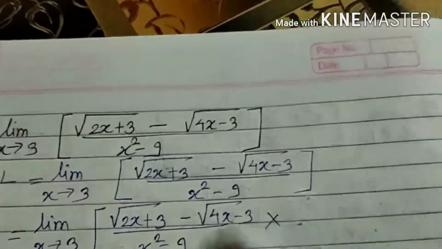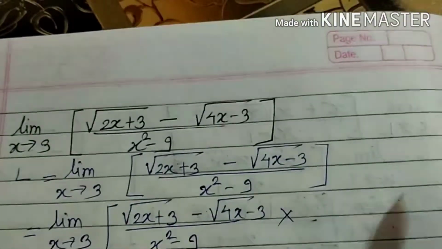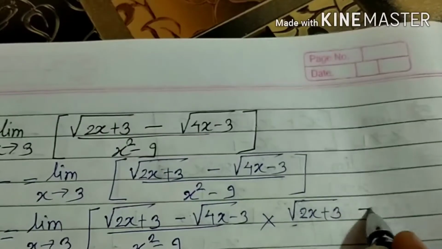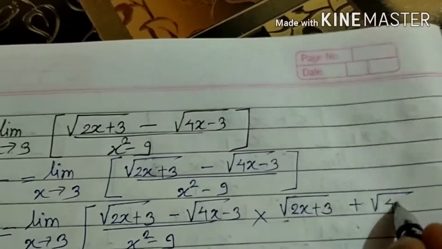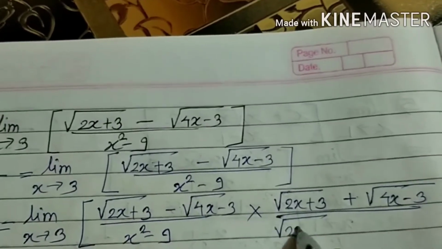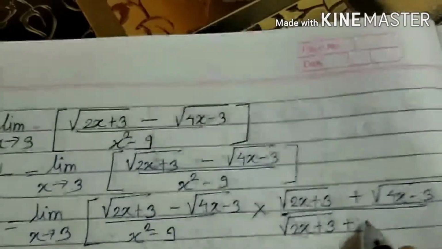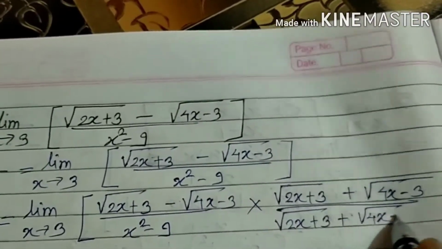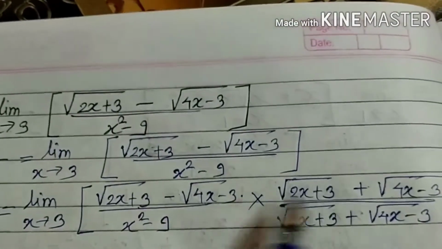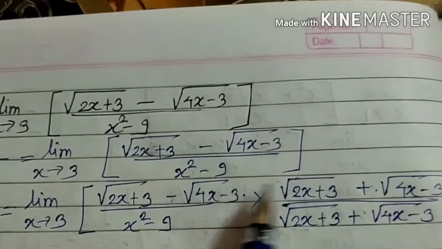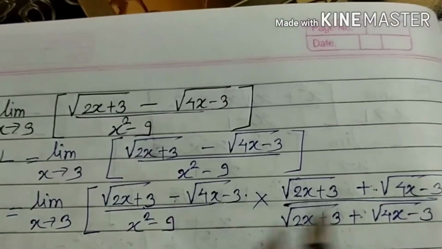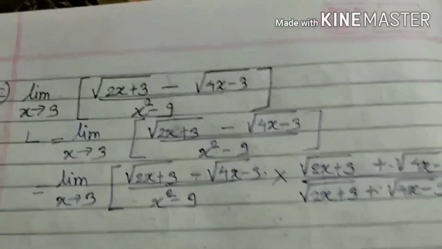Now multiply by its conjugate. So here minus, then its conjugate will become plus 2x plus 3 plus, and divide by the same term. Okay. So you can observe that both the terms are the same, but only the sign will change here. Minus becomes plus. If there is plus, then it will become minus.